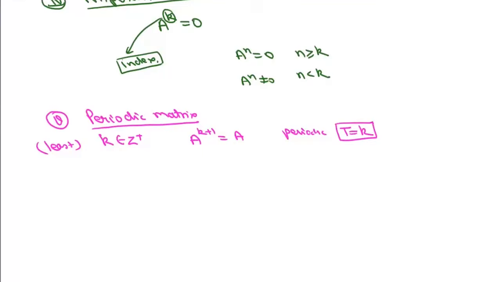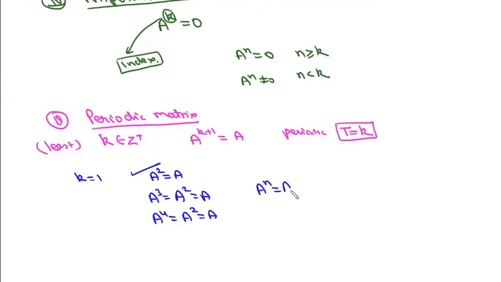Now if we take K as 1, then we write A square equals A, then it becomes an idempotent matrix, and if we multiply with A, we can write A cube will be equal to A square, which is equal to A. A to the power 4 will be again A square, which is again A. So in this case, A to the power n will be equal to A whenever n is greater than or equal to 2.